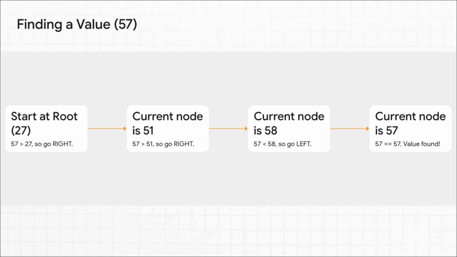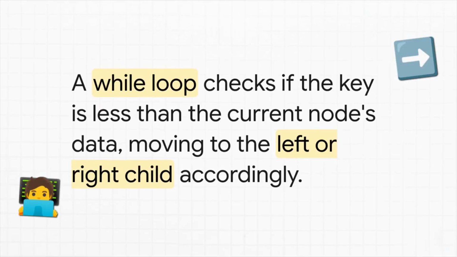But here's the most important part. Did you notice how at every single step, we basically threw away half of the remaining tree? That is what I call efficiency. And if you look at the code behind this, it's doing the exact same thing we just did in our heads.